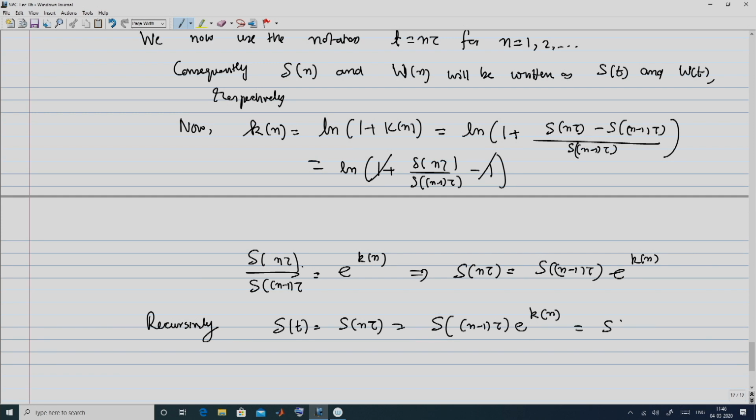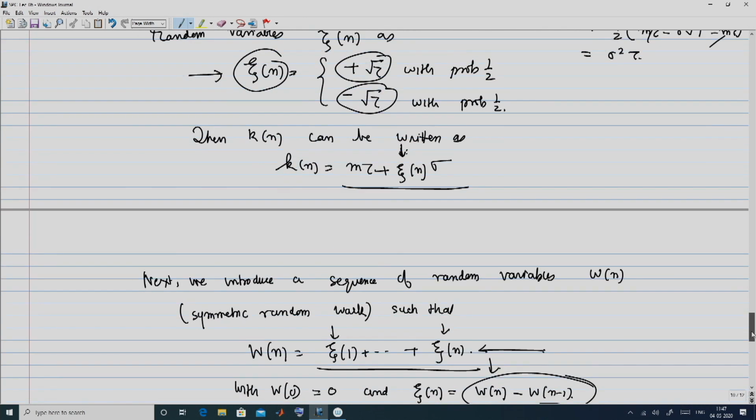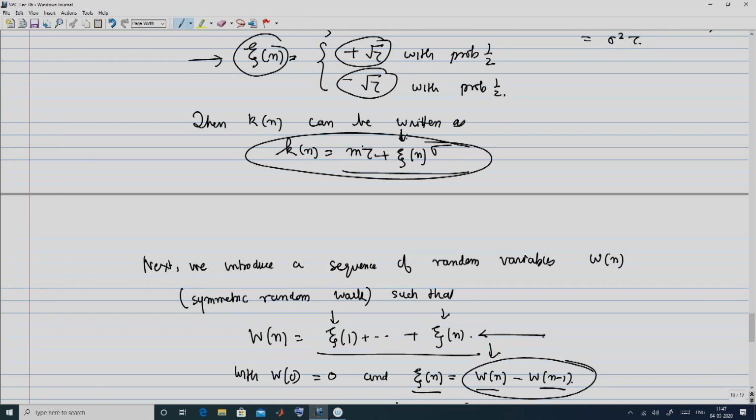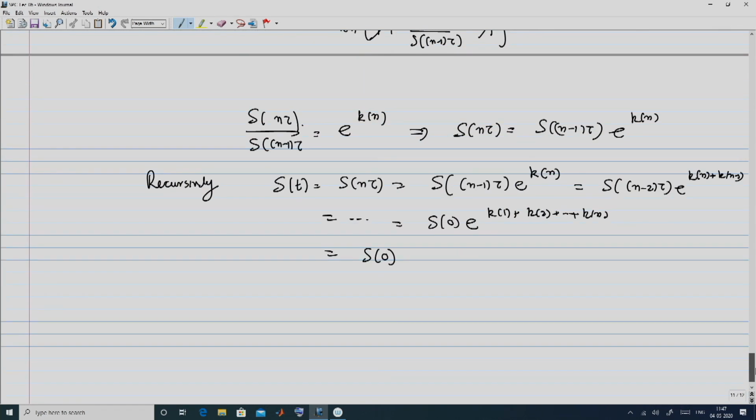This will be equal to S of n minus 2 tau e raised to k n plus k n minus 1, and I will keep doing this until I reach S naught, which is e raised to k 1 plus k 2 all the way to k n. Now, remember my representation of k 1 through k n: I have taken my random variable k n to be written in this form. So, I will make use of that. So, it is m tau plus xi n of sigma.